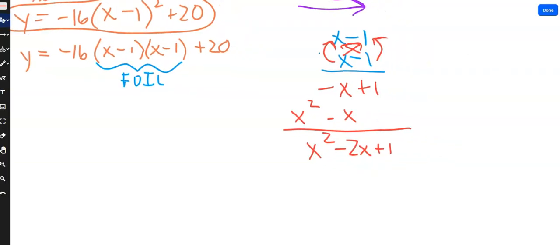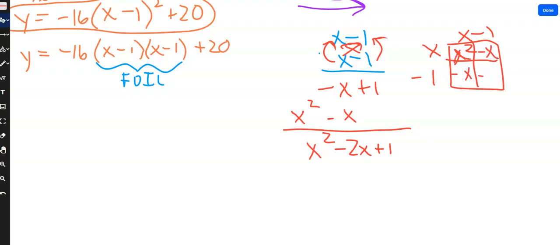That is not the only way you could do that, right? If you want to do a box, you can do a box, x minus 1, x minus 1. And then you could fill in the box: x squared, minus x, and a plus 1. And then you could start matching things up and get the same exact result that you had here. If you like to draw arrows, you can do firsts, outsides, insides, and lasts, just like you did in Algebra 1 maybe.